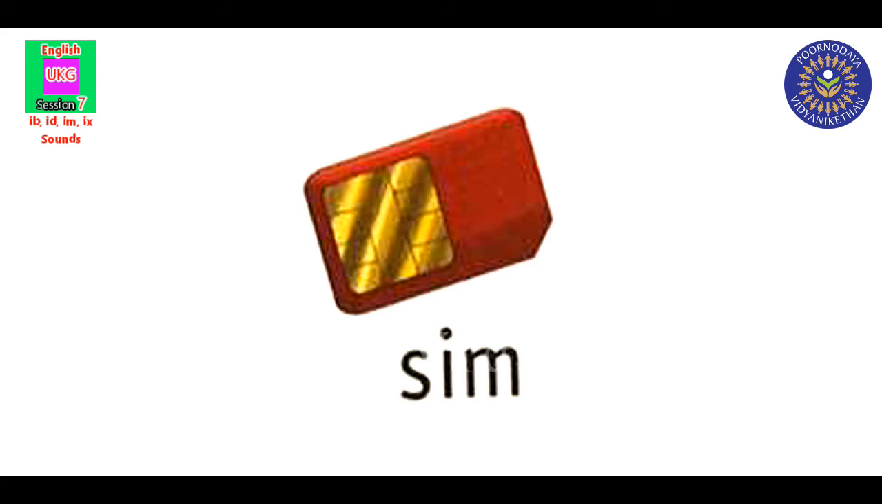What is this, children? This is a sim, isn't it? This is a sim. And what is the spelling? S-I-M. Sim. And what is the sound here? Im sound. Repeat it. Im sound.